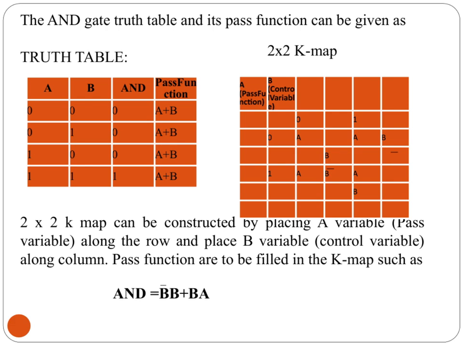The truth table summarizes the behavior. For inputs A and B, the output is 1 only when both A and B are 1, otherwise it's 0. This aligns with the pass function, which is a plus B, indicating that the output depends on both variables controlling the gate. Understanding this mapping provides a clear way to visualize and design logic circuits using these fundamental concepts.